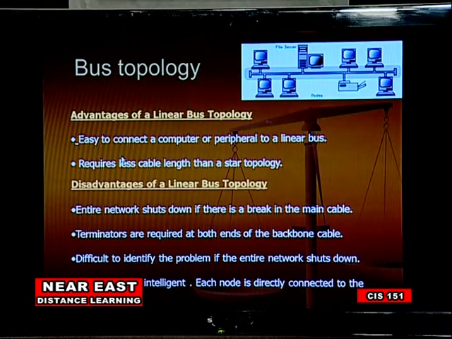Advantages of linear bus topology: it's easy to connect a computer or a peripheral to a linear bus, and it requires less cable length than a star topology. And a disadvantage of a linear bus topology: the entire network shuts down if there is a break in the cable. So if this cable gets cut here, all the computers, or the network, I mean, shut down. So you won't be able to send or receive data unless the cable is fixed.